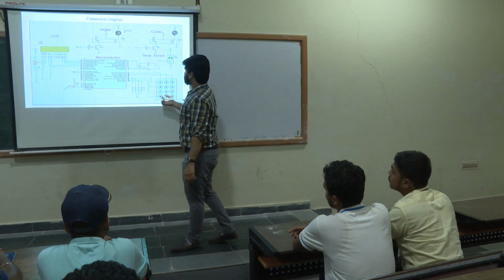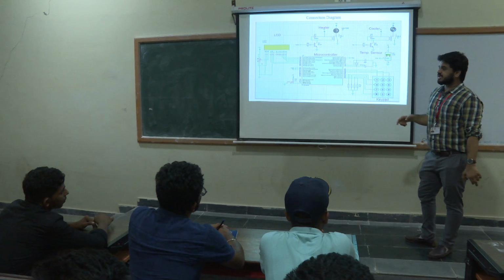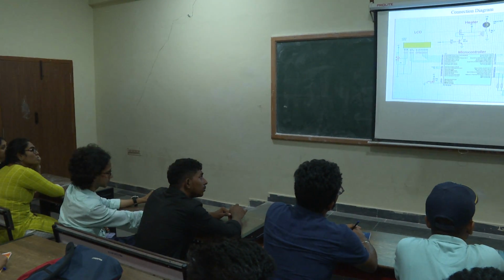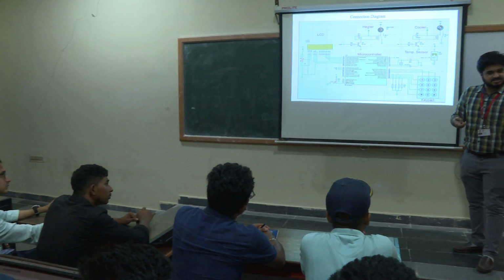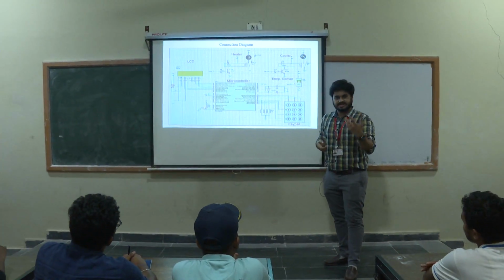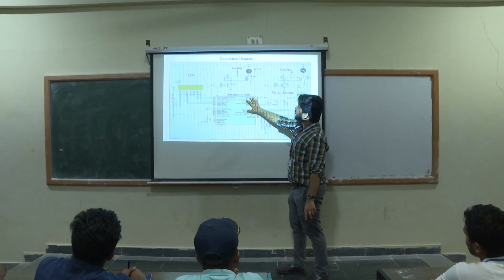Now the other case. We want 20 degrees, but the room temperature is 15 degrees. Suppose you imagine we are in a cold region. I want only 20, but the actual temperature is 15 degrees. Now you tell me what we have to do. We have to increase the temperature. So what will the microcontroller do? The microcontroller will turn on the heater.